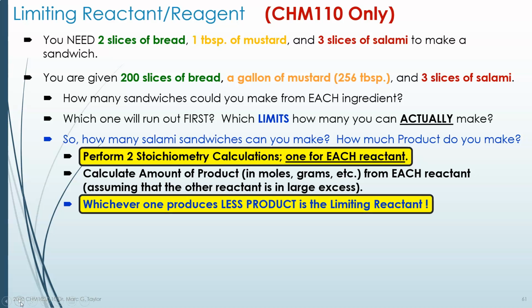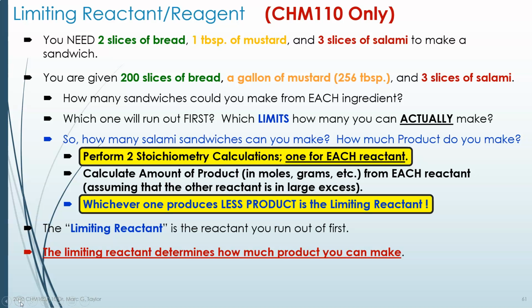Well, whichever one makes less product, that's the one that's going to run out first. That's your limiting reactant. It is the only one that's important. In fact, once you've figured out which one's the limiting reactant, you can cross out all the math you did for the other reactant, which we call the excess reactant. So the limiting reactant is the reactant that runs out first. It determines how much product you can make, and the excess reactant is the other reactant, the one that didn't run out during the reaction. So let's look at this in practice.